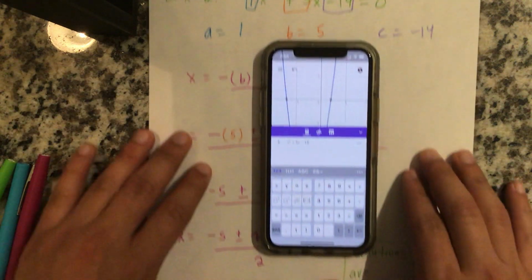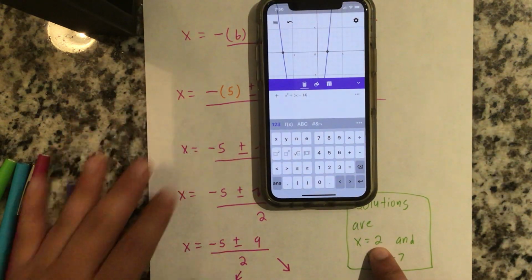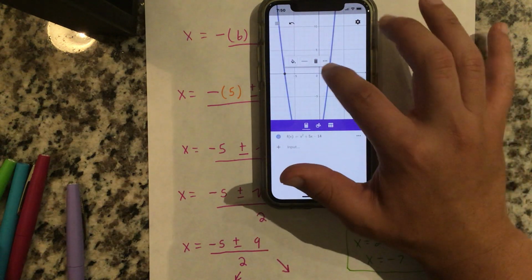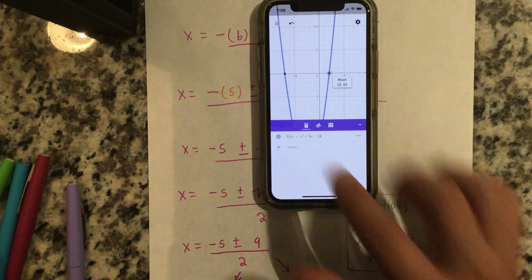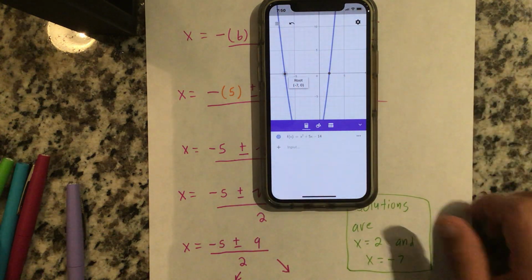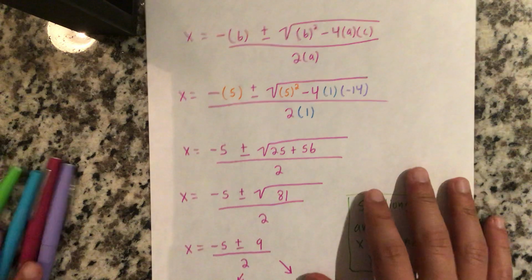So my solution should be x equals 2, which is, if I can click it, there we go, 2, 0. So that's good on that one. And then the other one should be negative 7. So we're good on that one, negative 7, okay? So we did it right. I did it right, okay?